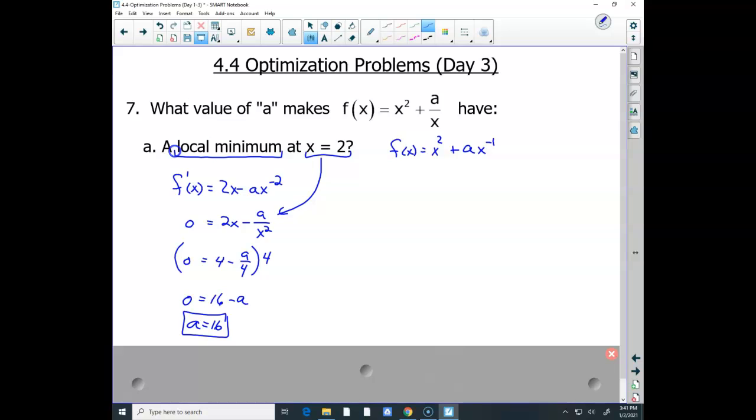And if you want to check, take f of x equals x squared plus 16 over x. Graph that, and what you're going to see is we have a minimum at x equals 2.